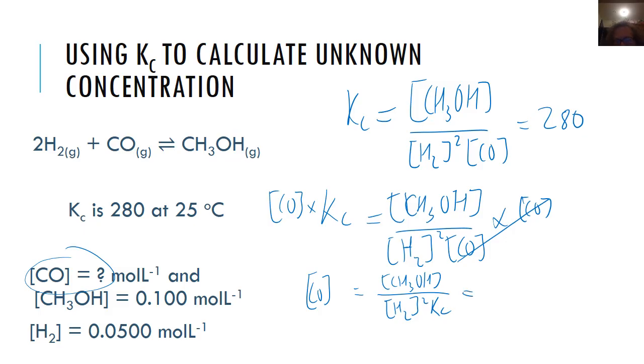I've just got to put my numbers in. So I've got 0.100 divided by 0.05 squared times 280, remembering to put that bottom one in brackets. And if I do that, I come out with the concentration, in three significant figures, of 0.143 moles per litre.